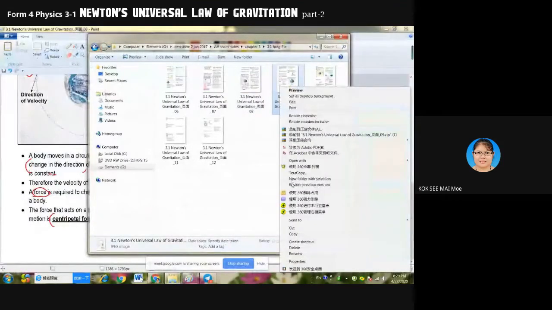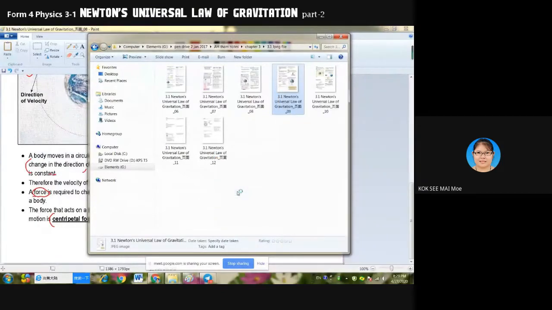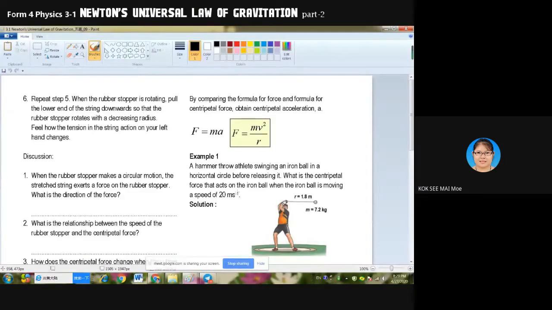Okay, the next page. Okay, this one. So from here, number 6. Repeat. Just now you changed your mass, is it? Now number 6 is to change another thing. Okay, number 6, you need to repeat step 5. When the rubber stopper is rotating, you pull the lower end of the string downwards. It means the mass is the same now, but you make the radius smaller. I mean, just now you made a 1 cm clip, is it? Now you pull down more, 2 cm, then you clip. It means you make the rotation radius smaller.